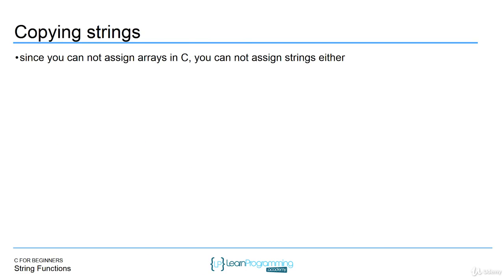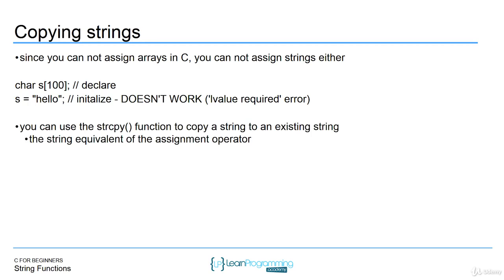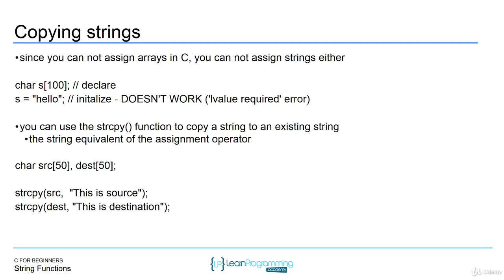Copying strings. Copying strings is either modifying an existing character array that has some data in it, or if it doesn't have anything in it, you want to put something in there. Since you cannot assign arrays in C, you cannot assign strings either. I mentioned this earlier. Declaring a character array and then using the equals assignment operator does not work. So what you have to do is use the strcpy function to copy a string to an existing string. It's the equivalent of an assignment operator for strings.